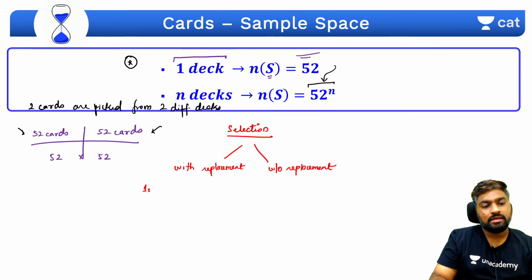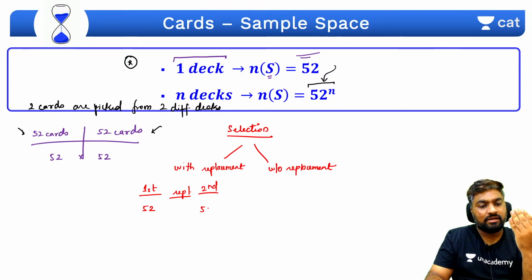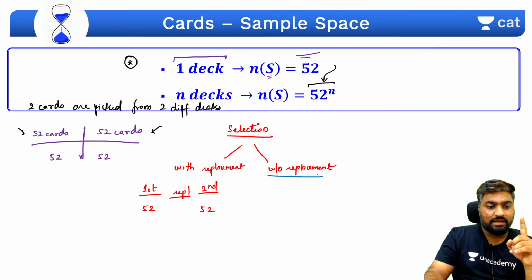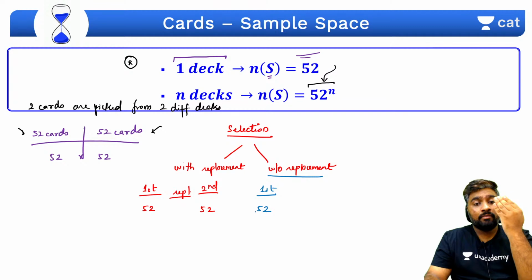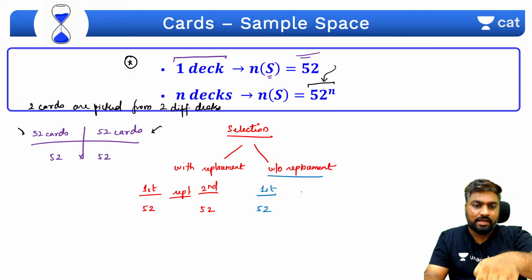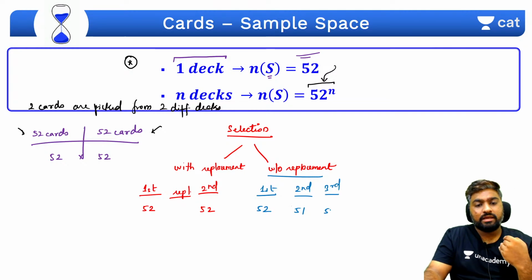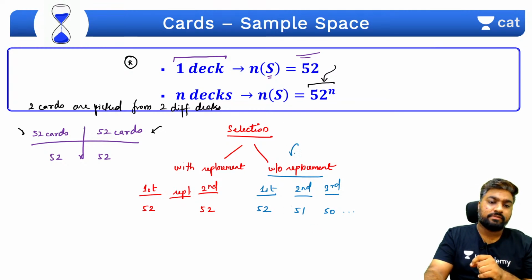You take up the first card, there are 52 options. Once you take a card, you put it back, you replace it. So when I pick up the second card, there are still 52 cards in the deck. On the other hand, if you do it without replacement, on the first pick there will be 52 cards. But because you're not placing that card back into the deck, in the second pick there will only be 51 cards. Same way in the third selection, there will only be 50 cards. So the total number of cards will keep reducing if it is without replacement. Understood?